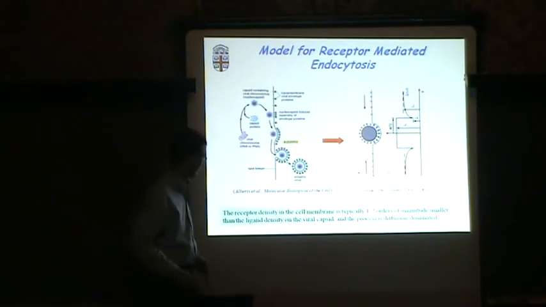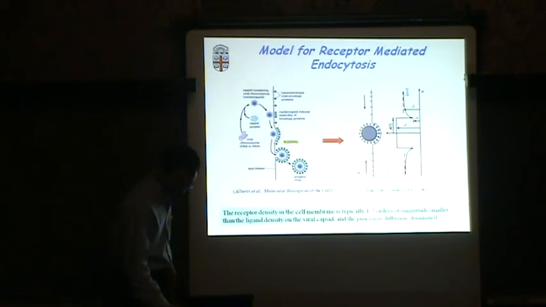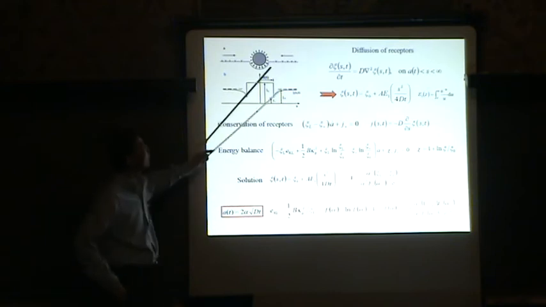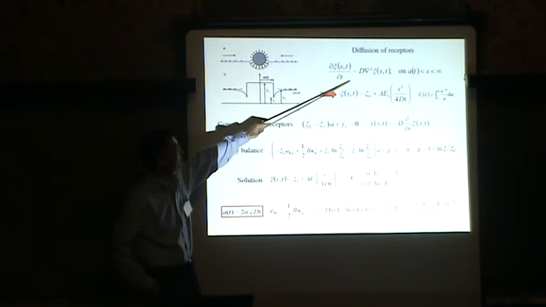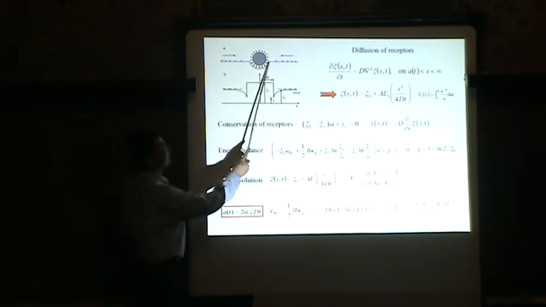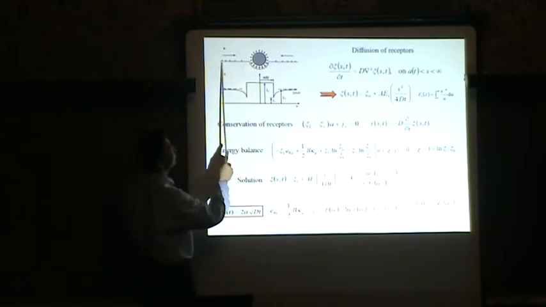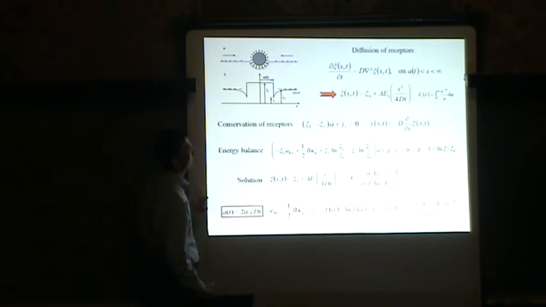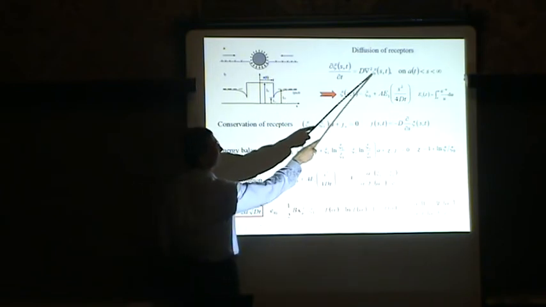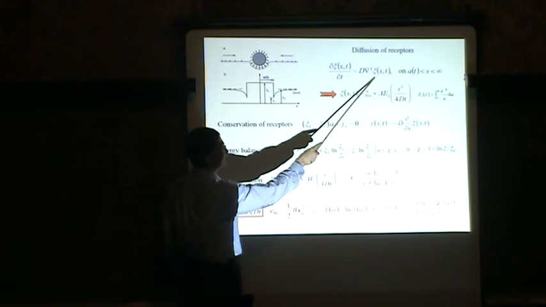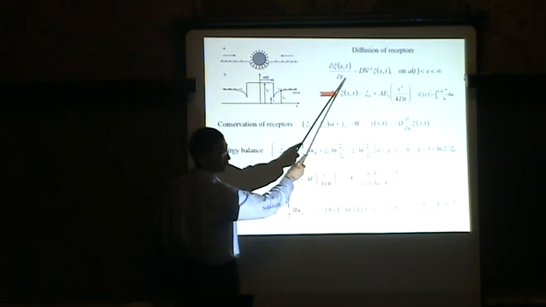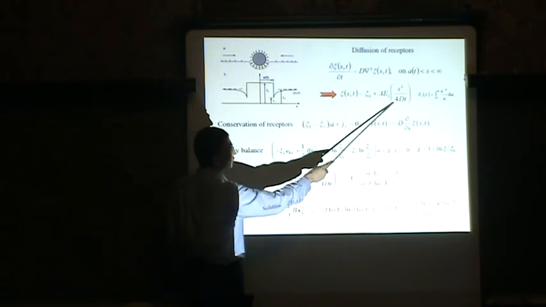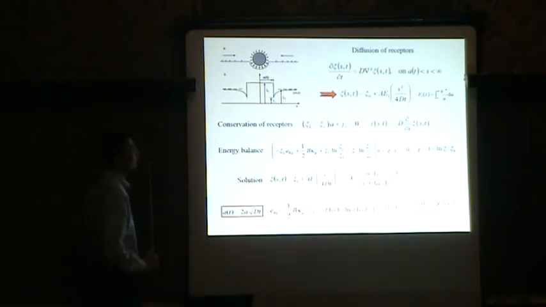And so I will very quickly just review this work without giving too much detail. This model involves solving a set of diffusion equations. These are diffusion equations for the receptors, the free receptors, diffusing in the cell membrane. So the C is the receptor density. And solving the diffusion equation, the solution is very well known. You get C0 plus this exponential function here.